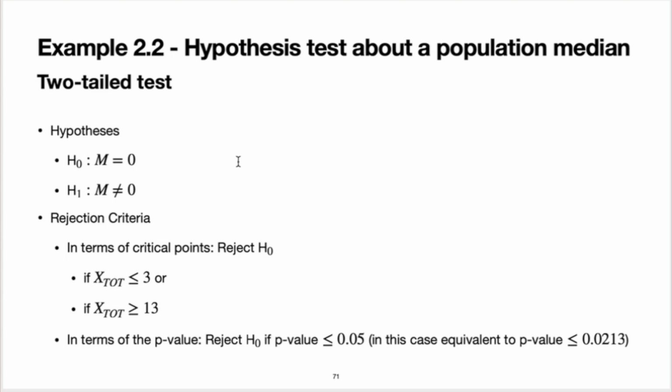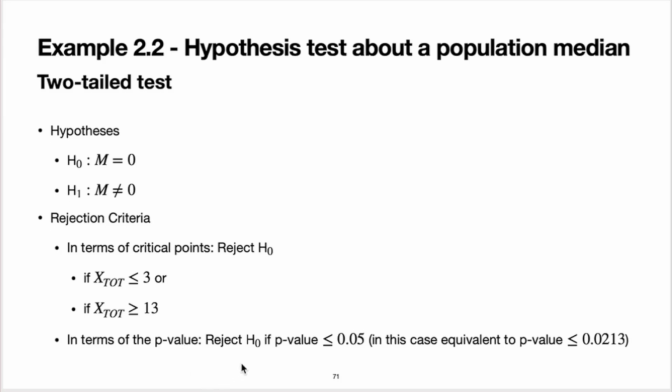Okay, so again, the null hypothesis is that the population median is equal to 0, against the alternative that the population median is not equal to 0. Specifying the rejection criteria in terms of critical points, we're going to reject the null hypothesis if X-tote is less than or equal to 3, or if it's greater than or equal to 13.